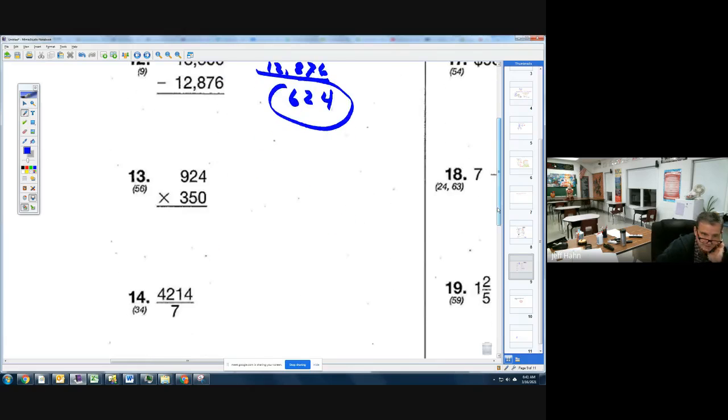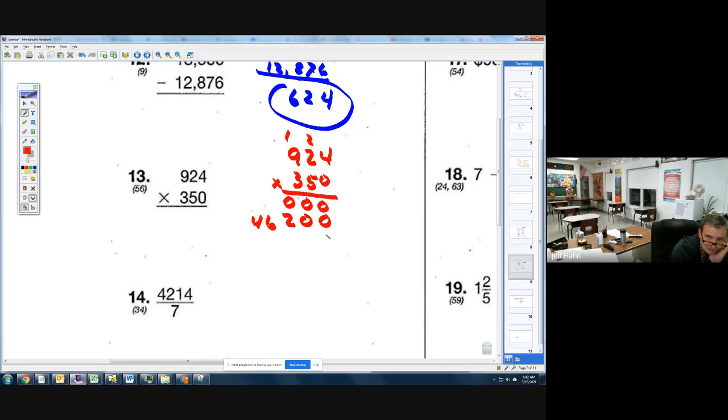Same thing for problem number 13. I found the bigger the space I take, the better my chances of getting this right are. 924 times 350. Okay, to make life simple, I'm going to multiply through by my 0. 0 times 4, 0 times 2, and 0 times 9. When I get to the tens place, I automatically add that 0. 5 times 4 is 20. Carry the 2. 5 times 2 is 10, plus 2 is 12. Carry the 1. 45 plus 1 is 46.